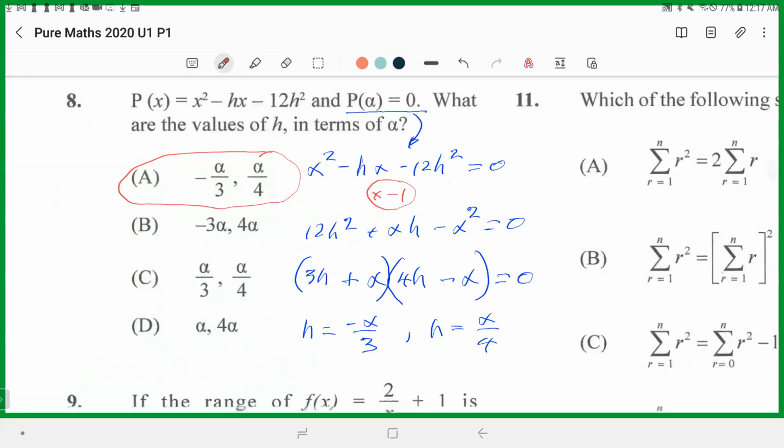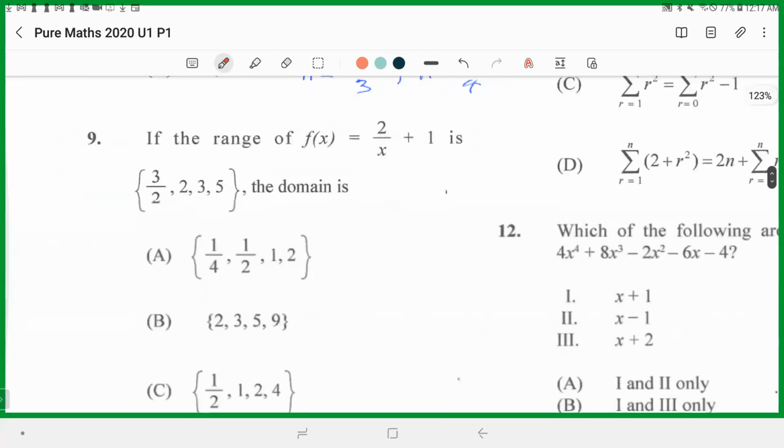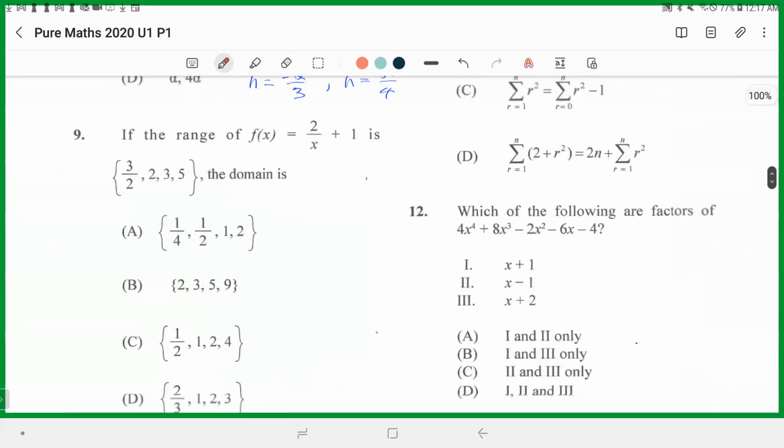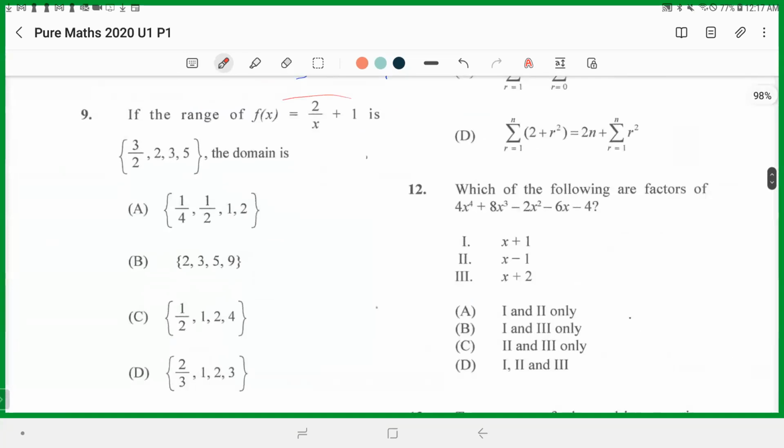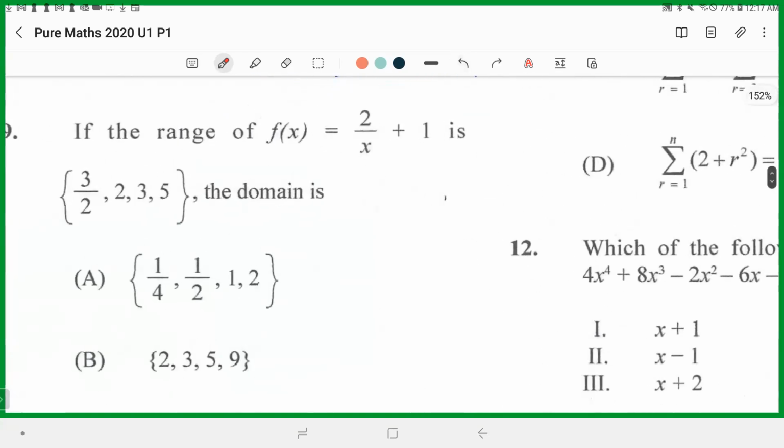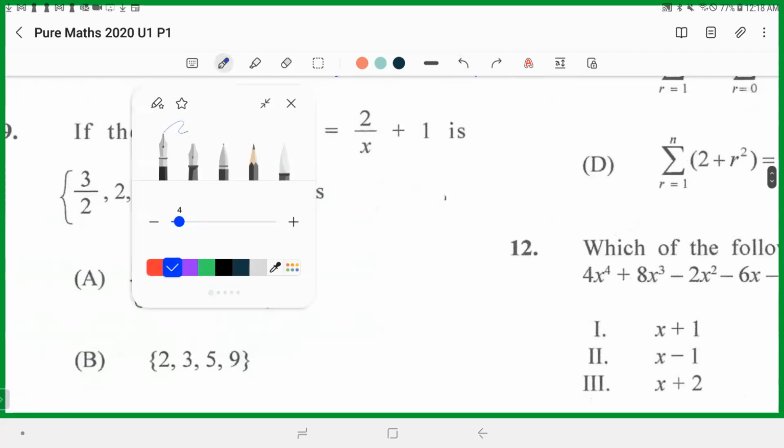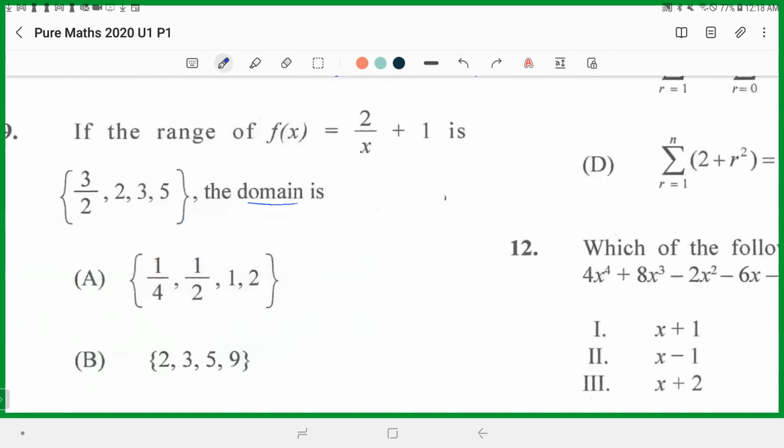All right, that is number 9. This question says, if the range of this function is this, what is the domain? So remember the domain, let's zoom up on it. The domain are your x values, right? And these are your range values. Now we're really trying to find the domain.